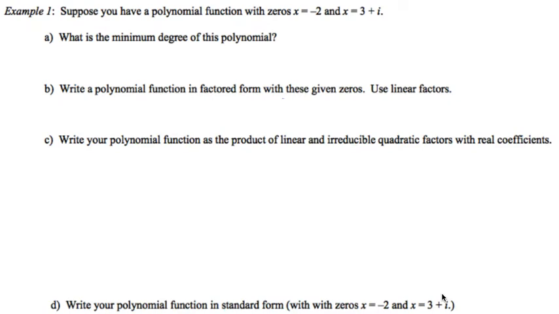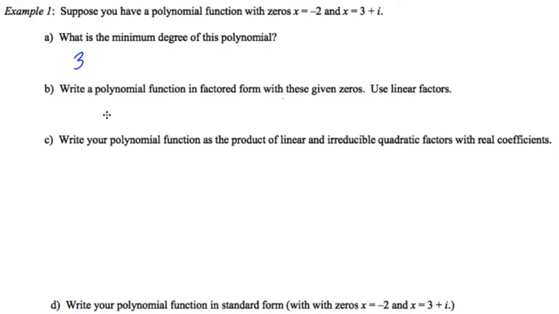So let's start with an example. Suppose we have a polynomial function and these two zeros are given. What's the minimum degree of the polynomial? Well, these may be repeated zeros, but we're just going to assume that they are not. So x equals -2 would be one solution. That would give it degree 1. This one occurs in pairs. Whenever we have a complex solution, they have to occur in pairs. So 3 minus i will also be a zero. So the minimum degree of this thing is 3.